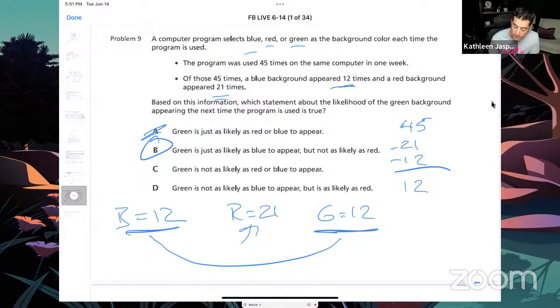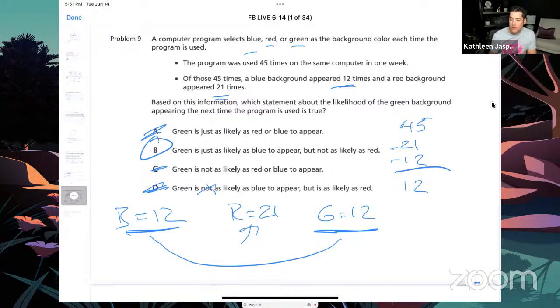C says green is not as likely as red or blue. Well, that's not the case because it is as likely as blue. And then D says green is not as likely as blue to appear, but is as likely as red. Well, no, it's not, because they are exactly the same. So that's why that's wrong.